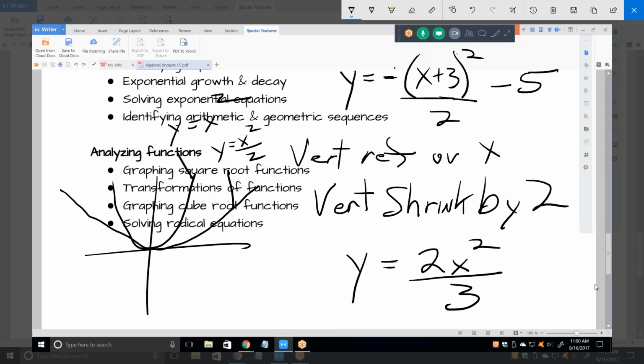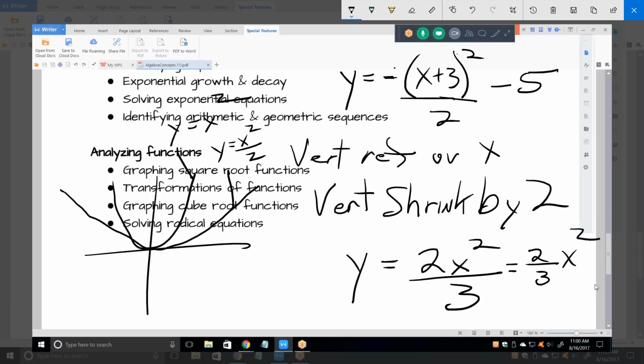Now, let's change it. Let me give you one that is maybe, what's that? It's a vertical shrink. Wait, no. Vertical stretch by. In other words, if you were considering the 2 alone, it would be a vertical stretch. But you can't, because then that leaves the 3 hanging as a denominator. So you wouldn't know what to do with the 3. So the better way to deal with this is this.